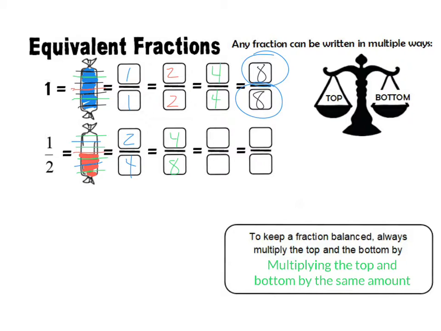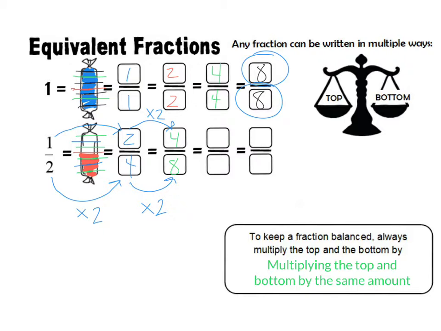Now, I don't want to have to get out a candy and draw a picture each time I want to figure out fractions that are equivalent. So what I'm actually doing here is, if you notice, when I go from 2 to 4, what I actually did was multiply by 2. And I did the same thing on the top. 1 times 2 is 2. When I went from 4 to 8, I multiplied by 2. When I went from 2 to 4, I multiplied by 2.